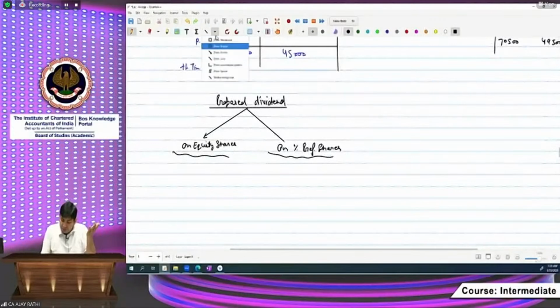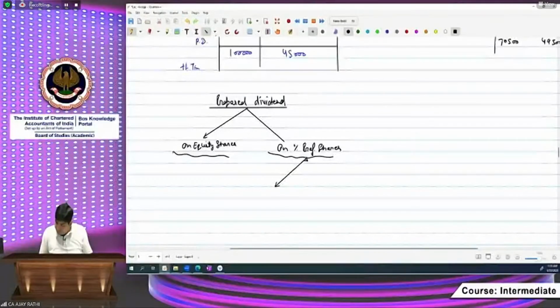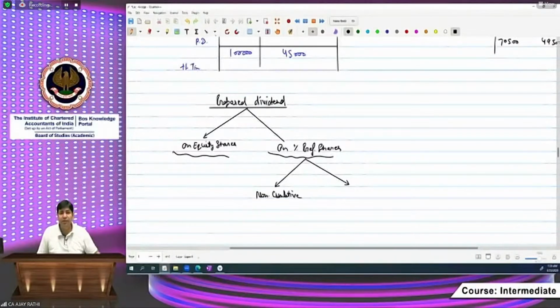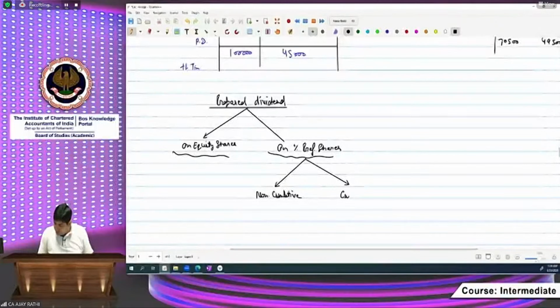And preference, you know, there are two types of preference: non-cumulative and cumulative. Cumulative is like a stubborn child who says, last time you did not allow me to buy crackers on Diwali, now let me have last year's also. That is called cumulative. He has cumulated his right that earlier was not allowed. So beta, the right gets cumulated. Those are called cumulative, like the stubborn child.